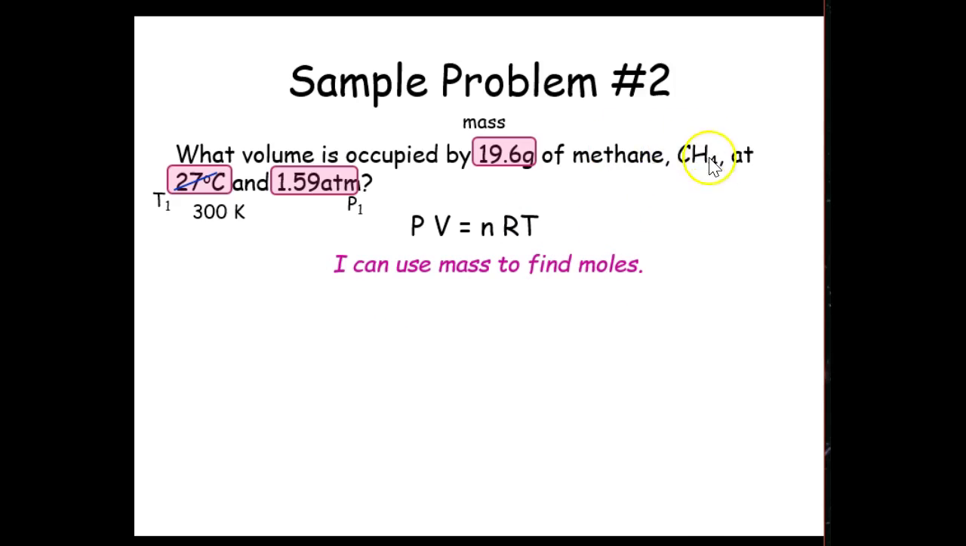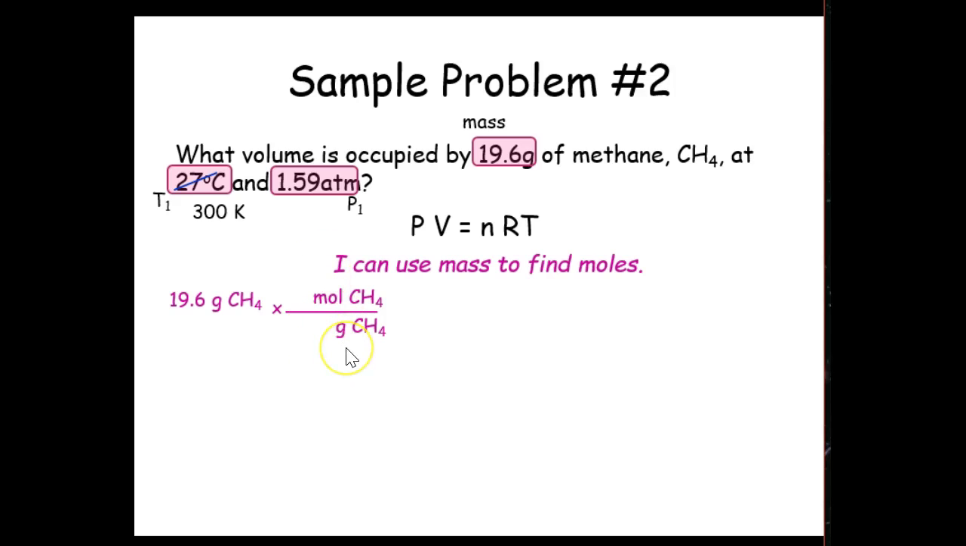So we have methane. They tell us it's CH4. So we have 19.6 grams of methane. We're going to multiply by a fraction. Make sure you're writing this down. We start with grams, so that goes on the bottom. And I want to get to moles, so it goes on the top.